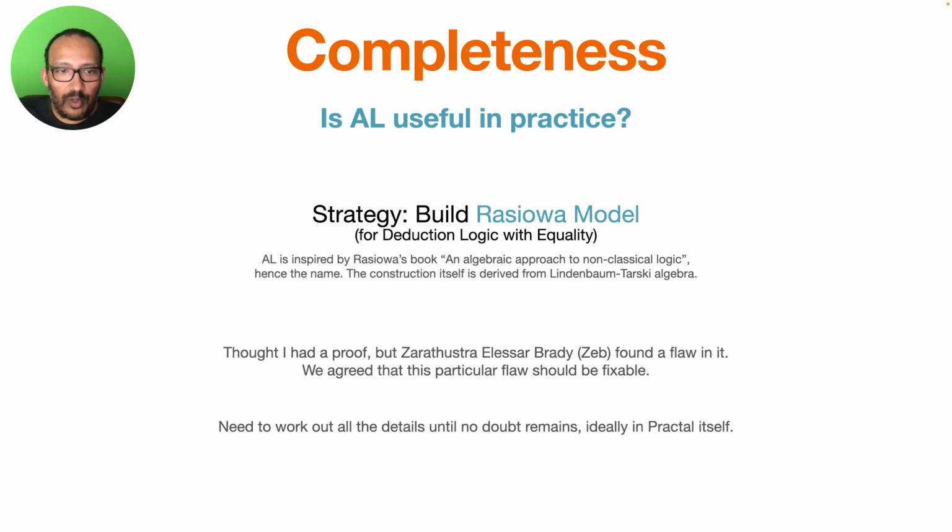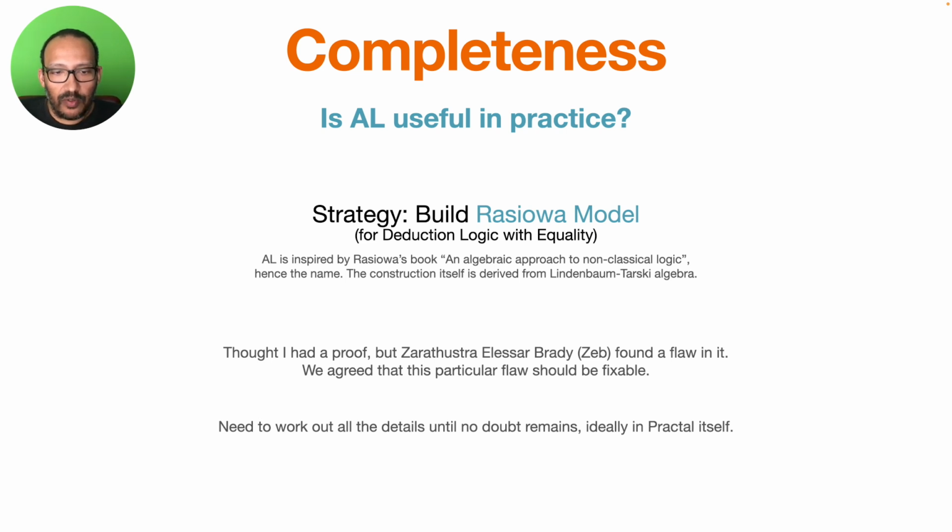I'm calling it like that because I really got the idea of how to make abstraction logic precise from Rasiowa's book, An Algebraic Approach to Non-Classical Logic. And the construction itself for the Rasiowa model is basically what you do when you form the Lindenbaum-Tarski algebra, right? That's very similar. That's why you need some theory here that also has equality, and in this case, deduction logic with equality. Yeah, so I think that's the right strategy. I think that will lead to completeness of deduction logic with equality.